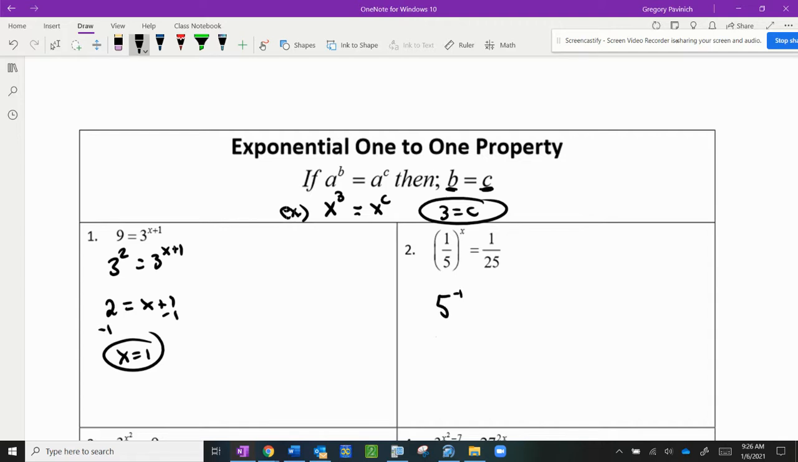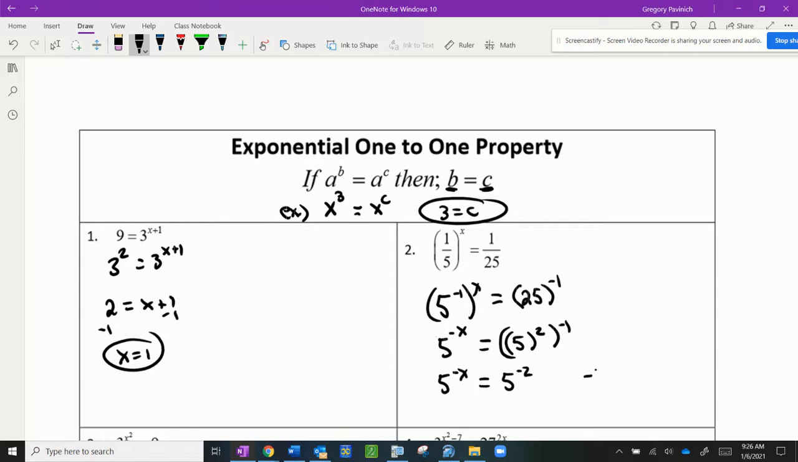Bring that fraction up, raise to the x, so I get 5 to the negative x. And I can do the same thing here with 25. I can write 25 to the negative 1, and then get the same base by writing 5 squared to the negative 1, and power raised to a power. Now I have the same base, and I can say negative x is equal to negative 2, so x is equal to 2, which again you can do with your mental math.